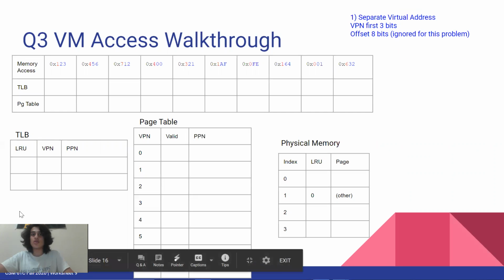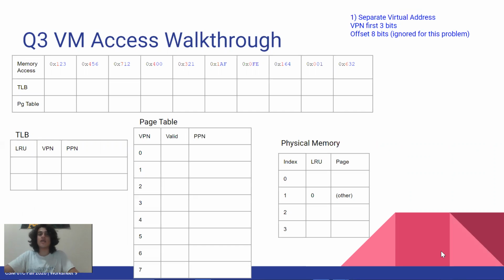Okay. So in this one, we want to separate our virtual page number and our offset. If we write this in binary, then our VPN, remember, is our first 3 bits, and our offset is the rest. We don't really need our offset for the TLB and page number in physical memory. That's more about identifying the actual memory address. We just need to know which page it corresponds to.